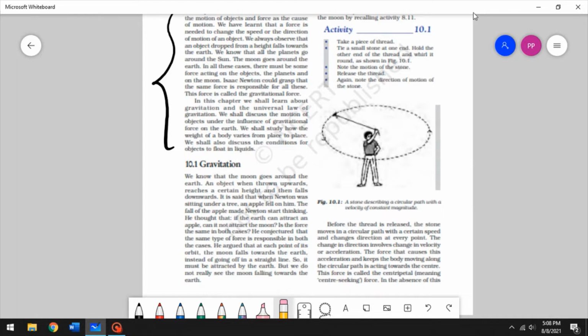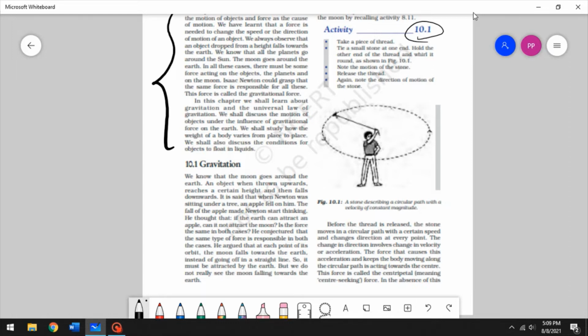This is an activity here. Before the thread is released, this is what we talked about. Before we leave the thread, I gave you the example of a shot put player.